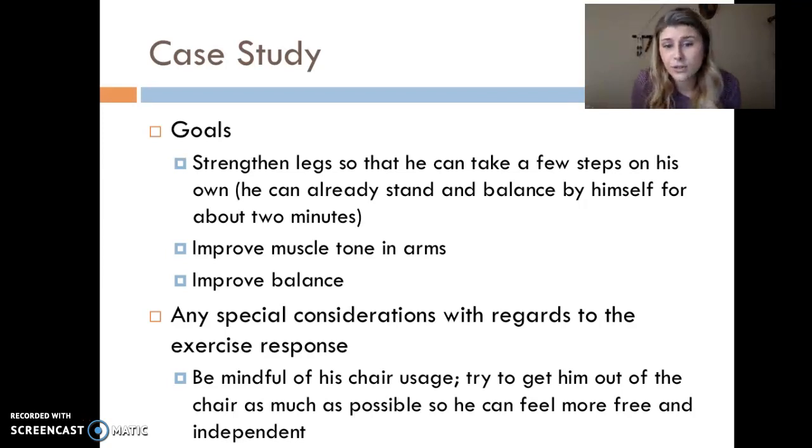And then any special considerations, he is in a chair, so I think a special consideration would be to be mindful of his chair usage. I think a good exercise program would incorporate a lot of him getting out of his chair as much as possible so that he can feel more free and independent.